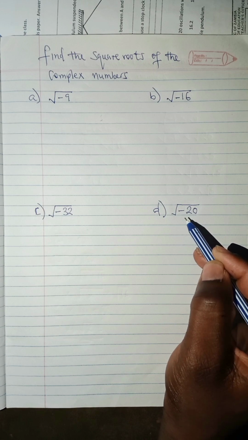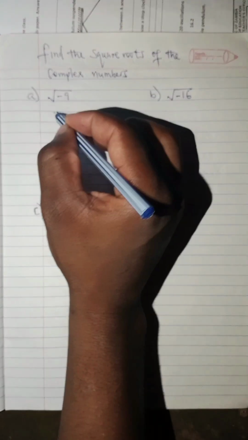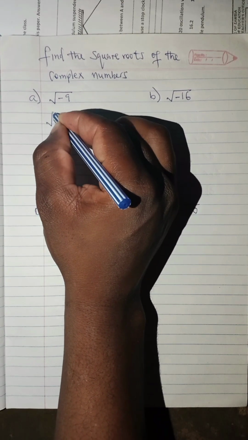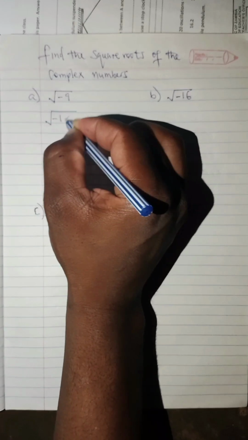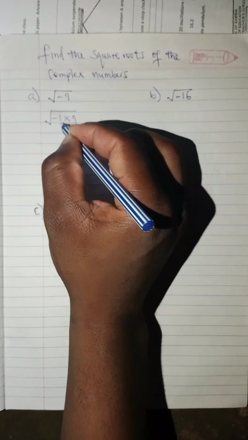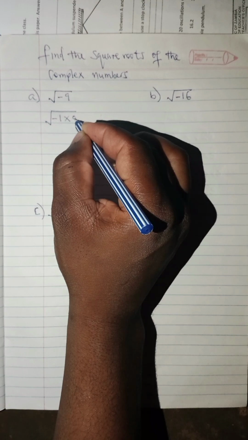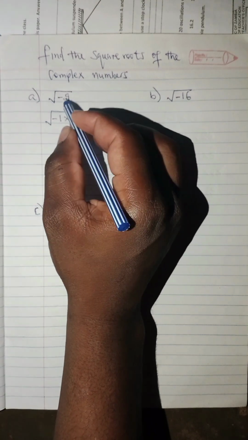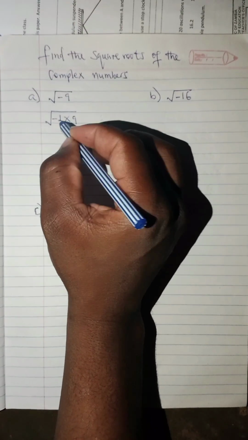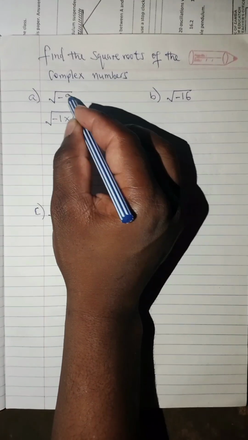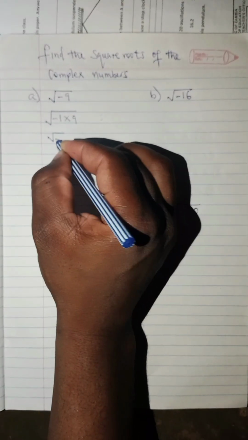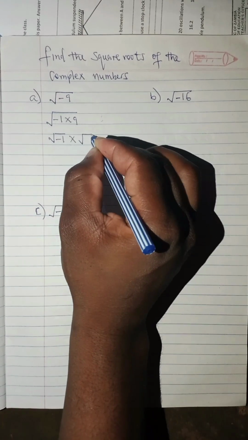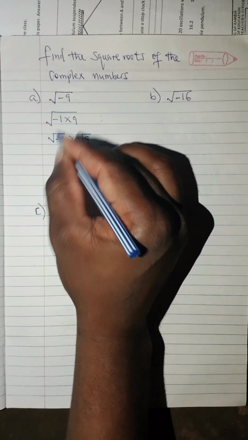How can we solve these questions? The root of negative 9. The root of negative 9 is just the same as writing negative 1 times 9. So negative 9 times 1 is equal to negative 9. So this information which is here and this information is just the same. Now I can split this. This is the same as writing negative 1 times negative 9 because there is multiplication here.